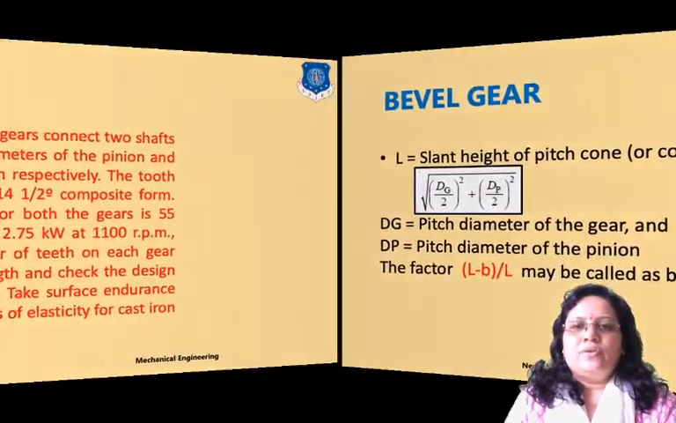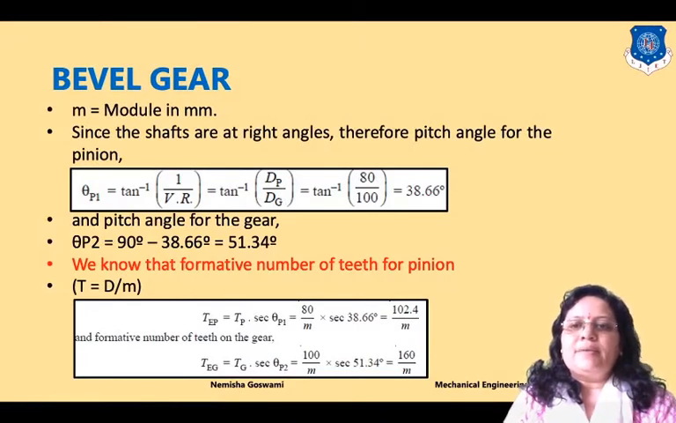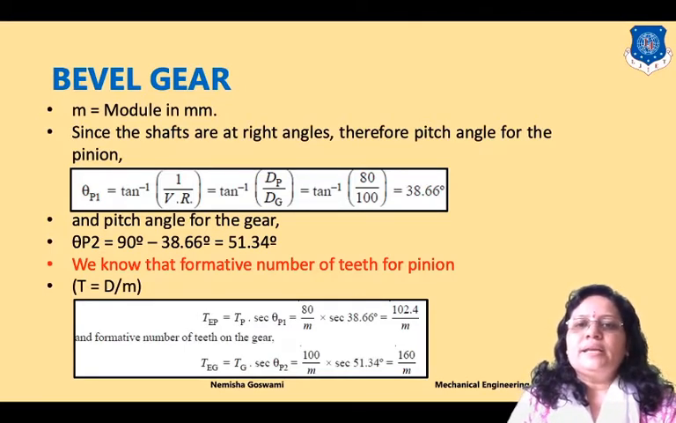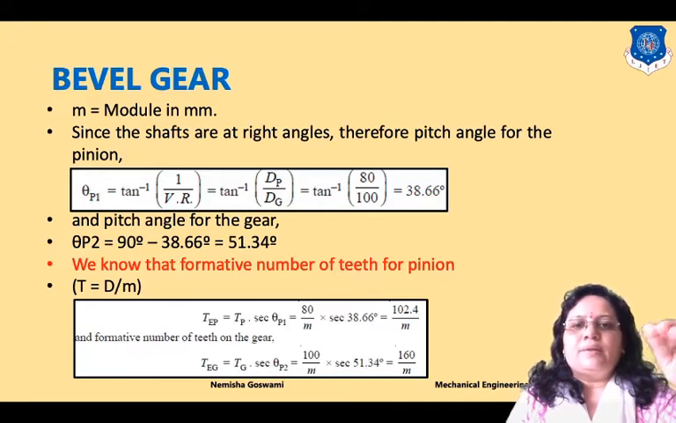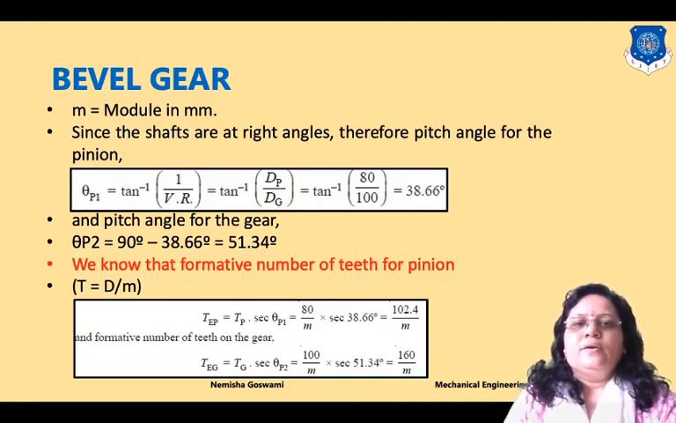So I have used this equation here. You can see here theta P1 is equal to tan inverse of 1 upon VR. So this is equal to tan inverse of the velocity ratio, diameter of gear divided by diameter of pinion. So pinion diameter will come on the upper side and dG in the lower end. So this is equal to 38.66 degree.